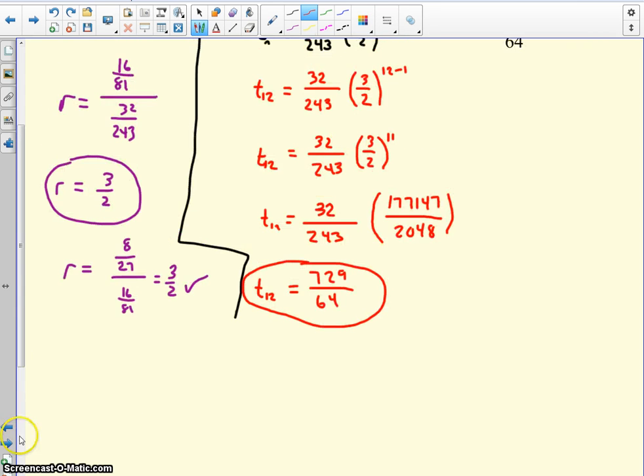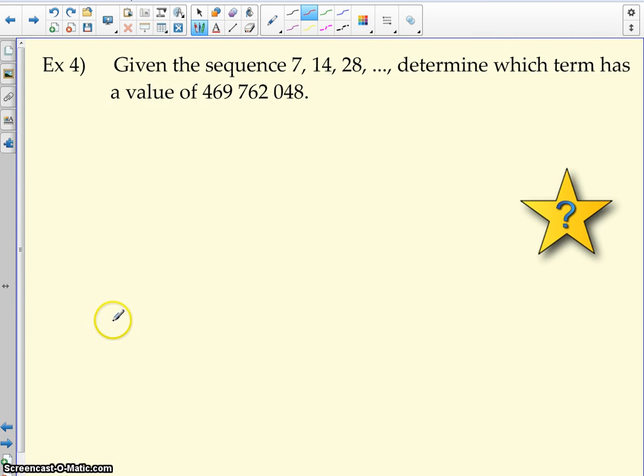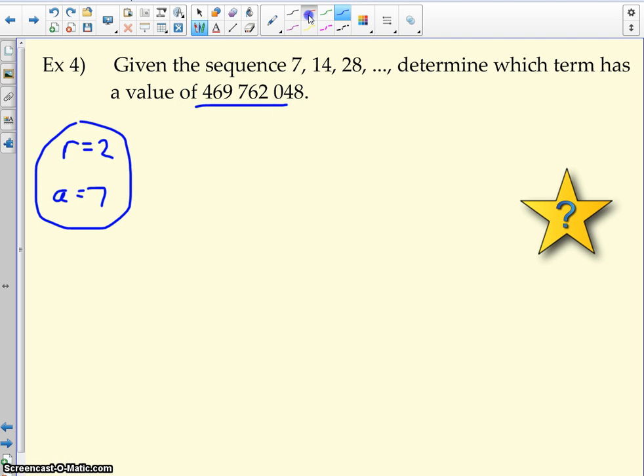Okay, so with that in mind, now I'm going to give you another sequence here, and hopefully you see it's 7, 14, 28. You can see there's a common ratio there of 2. Okay, and an a value of 7, our first term. And I want to know which term has a value of 469,762,048. So again, first thing I'm going to do, before I even worry about this ugly number over here, is find the general term.